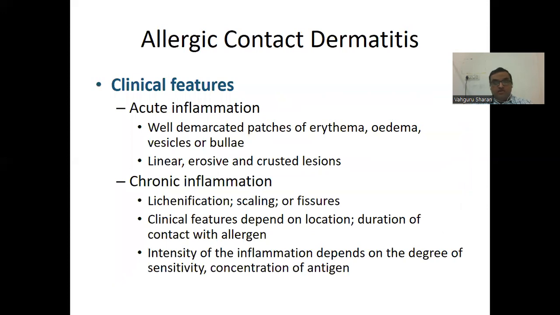What are the clinical features? There could be acute inflammation, there could be chronic inflammation. When acute inflammation is there, there are well demarcated patches of erythema, edema, vesicles or bullae. Linear, erosive, or crusted lesions can also be present. But mind you, there is always a sensitization prior to these things. In chronic inflammation, wherein the insult is repetitive, there is lichenification, scaling, and fissures.